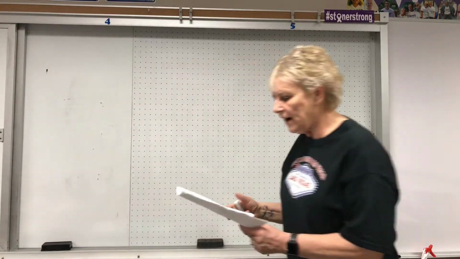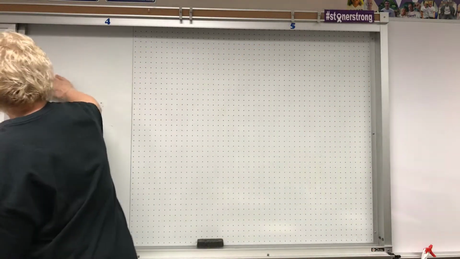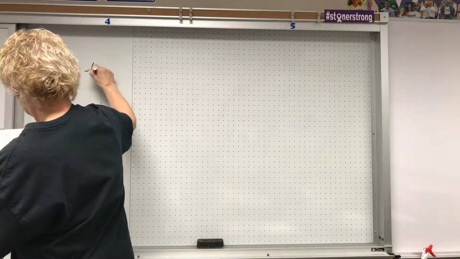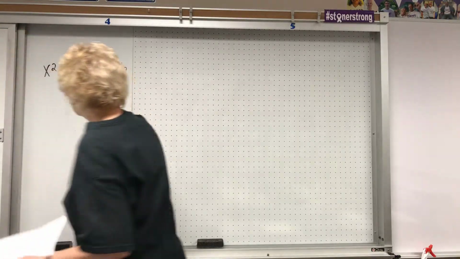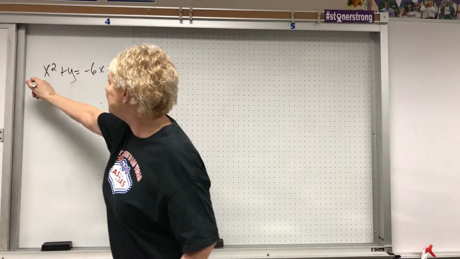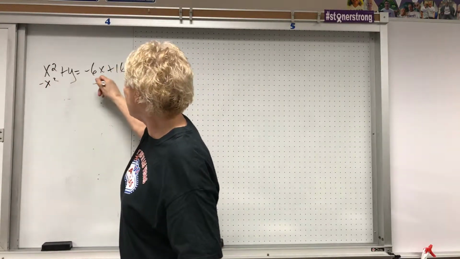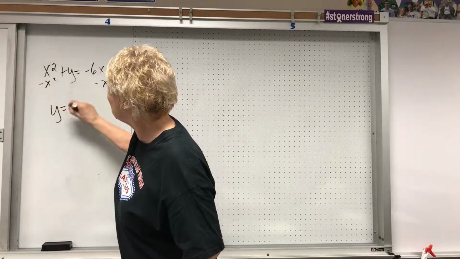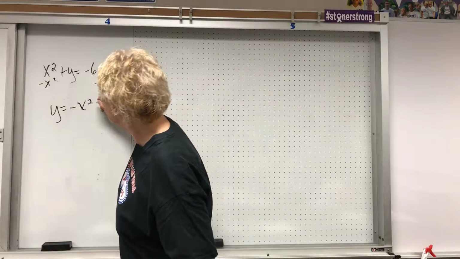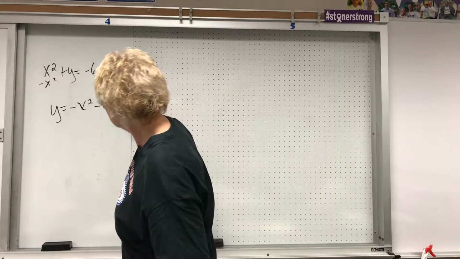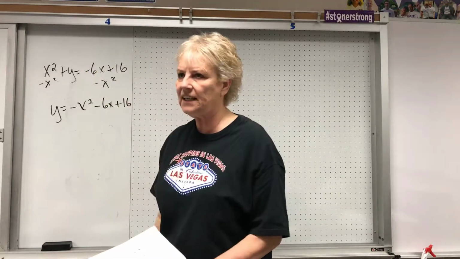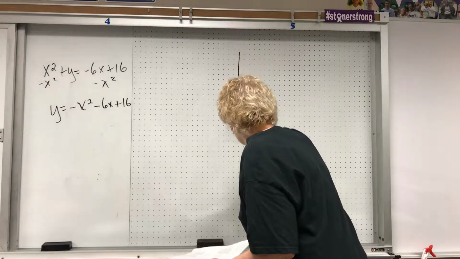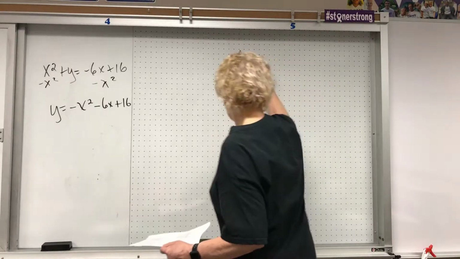Okay. All right, number 2. Now, number 2 was not in standard form, which might have screwed some of you up. I don't know. But you've got to get this x squared away from the y. So it's y equals -x squared minus 6x plus 16.